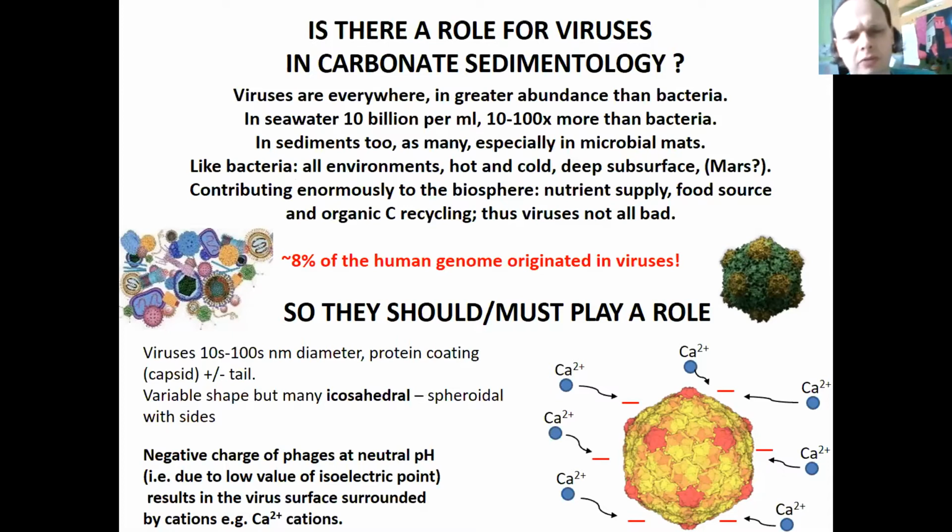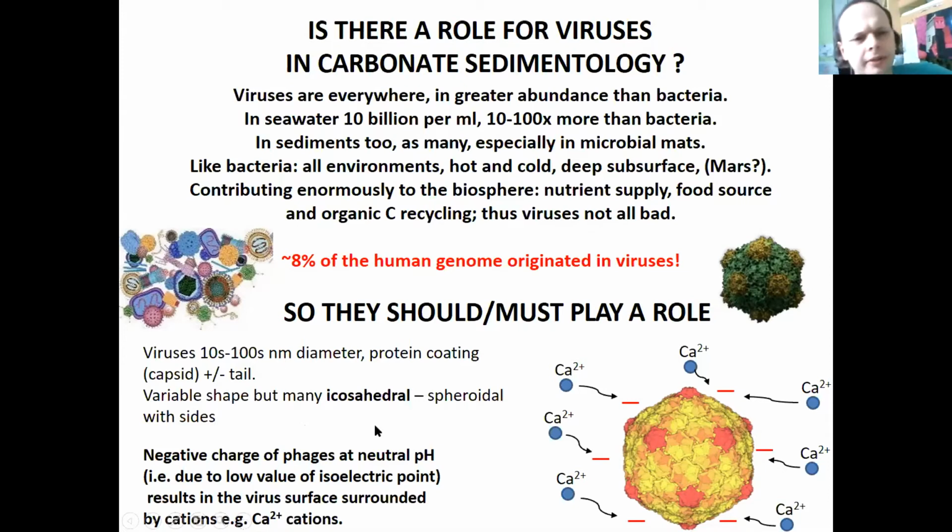And what I also wanted to mention, maybe some of you know it, but surprisingly, 8% of the human genome originated in viruses. So you can imagine viruses are very important for us, and they've been important for the Earth. In fact, we will see it also in one of the slides. So obviously, they must play a role. Viruses are usually tens to hundreds of nanometers in diameter, so it's a very, very tiny object.